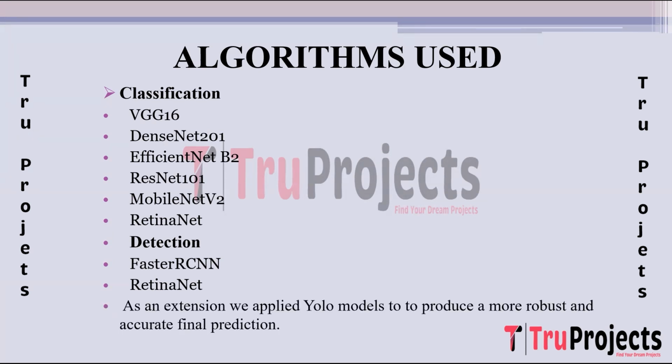As an extension, we applied YOLO models to produce a more robust and accurate final prediction. YOLO, you only look once. YOLO is an object detection model known for its real-time performance and accuracy. YOLO models divide images into grids and predict bounding boxes and class probabilities directly, offering a different approach compared to region-based methods like Faster RCNN or RetinaNet.